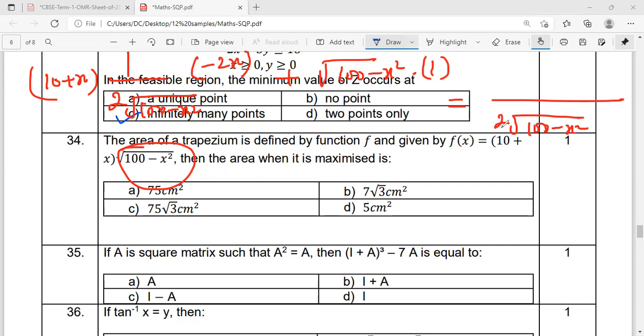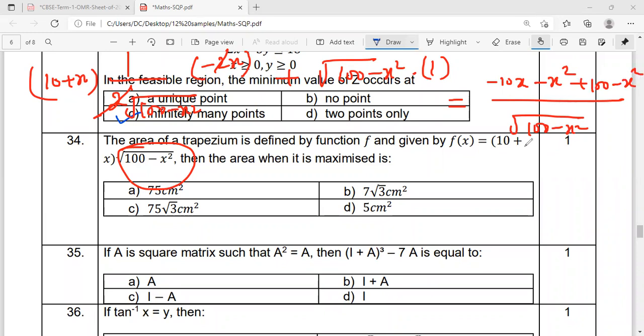And actually this 2 gets cancelled. This 2 and this 2 will get cancelled. Under root 100 minus x square, and 100 minus x square, and then multiply this by minus x, you get minus 10x, you get minus x square, and this gets multiplied, which is plus 100 minus x square.